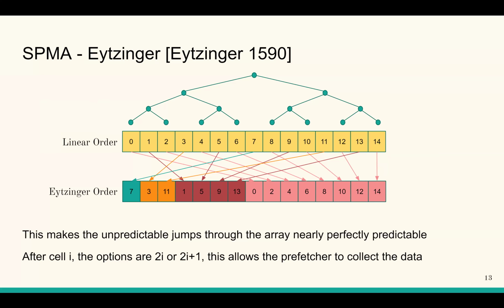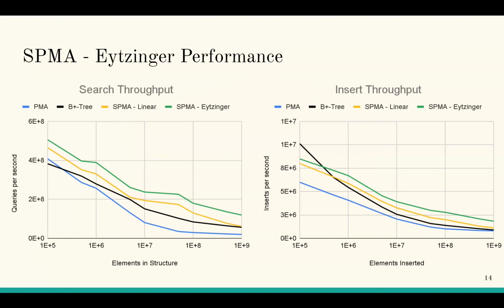Given any node, if we're currently querying some node, the next place we're going to search is either at 2i or 2i plus 1. And so wherever the branch predictor guesses, whichever one of these cells ends up getting loaded, the right cache line is highly likely to be loaded. And this gives us very predictable access and thus very efficient access. And we find that this performs quite well.